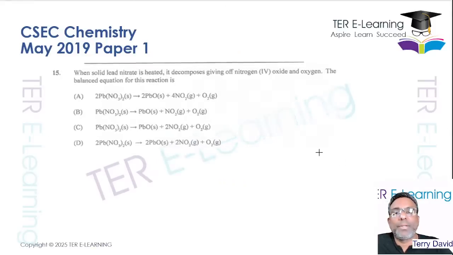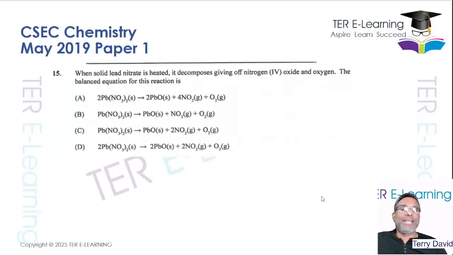We have a sample of lead nitrate. It's heated and it decomposes, giving off nitrogen dioxide and oxygen. The balanced equation for this reaction is what? Yes, you are allowed a calculator in the chemistry paper 1. You can use it, all right?